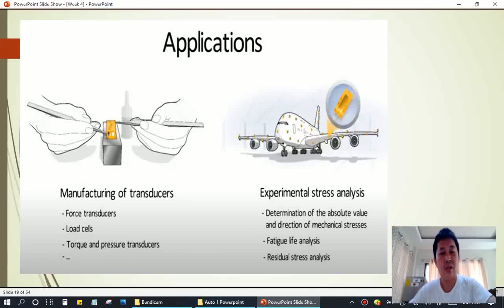can result in the breakdown of this airplane wings. So by monitoring, by the use of the strain gauge, the strain can be determined, how much, or if it is allowable or not allowable or acceptable anymore. So that is one example of the application of the strain gauge.